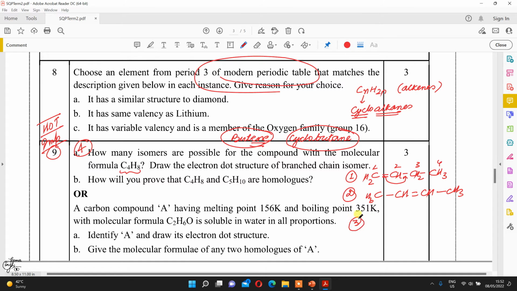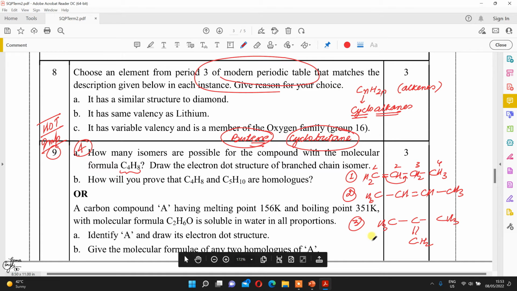Number 3, I'm going to do 1, 2, 3 and a branch over here. I've given the explanation in my last video. CH2, CH3 and CH3. Fine. Number 4, cyclobutane. CH2, CH2, CH2 and CH2. So these are the 4 possible isomers.